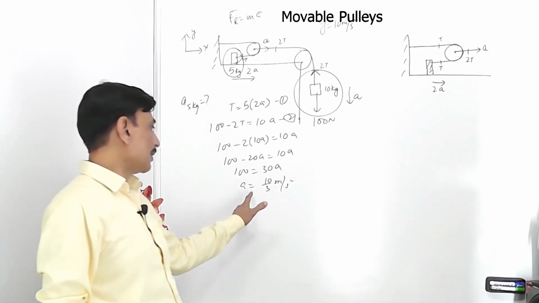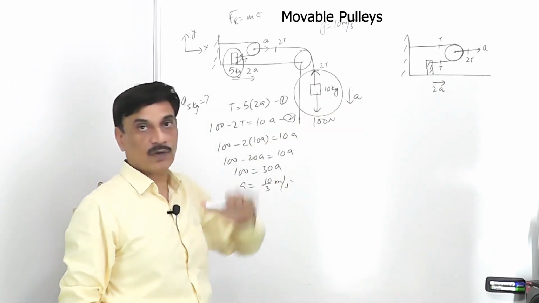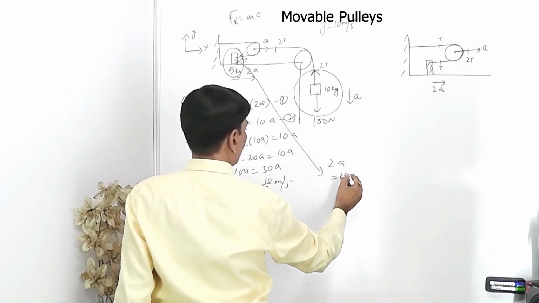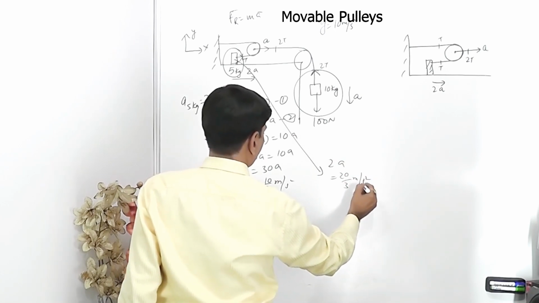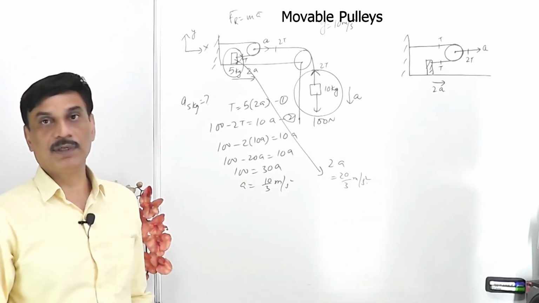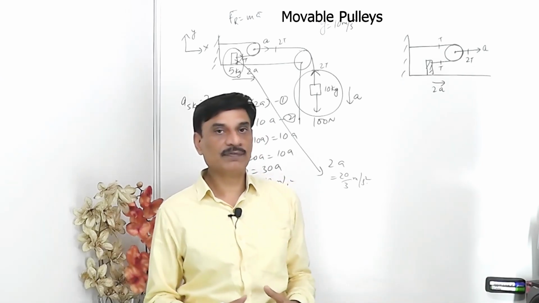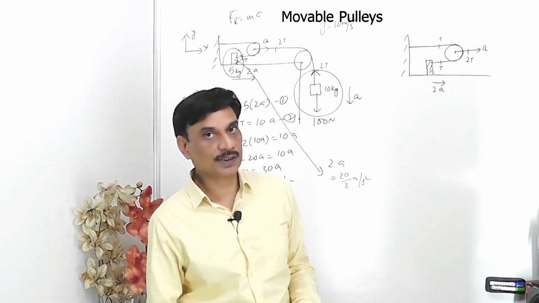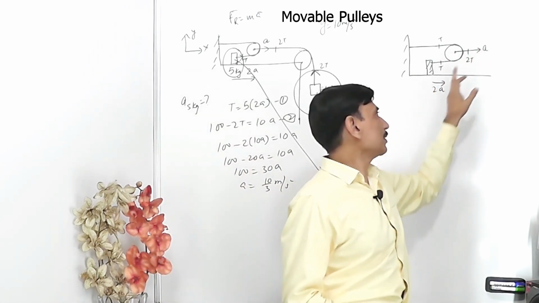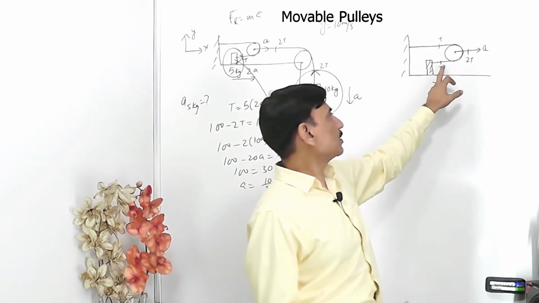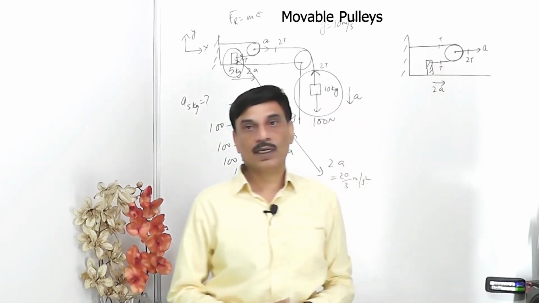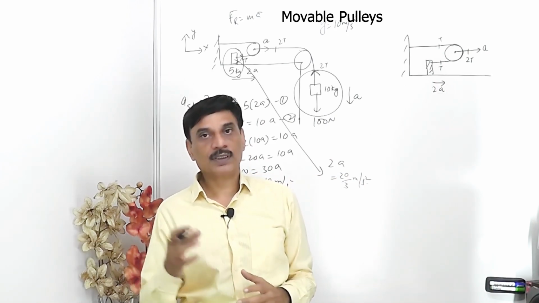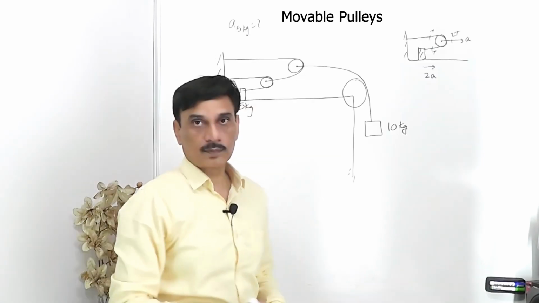Please note that this acceleration is of this. We have found the value of a. Acceleration of this block will be 2 into a, that is 20 by 3 meter per second square, because the value of a is 10 by 3 meter per second square. Once you identify this unit in your question, then you have to just use the relationship, that is, if this moves by a, this will move by 2a. If this is T, this tension is double, that is 2T, and you can make use of F is equal to ma. You will write a few equations, then you can solve to get the answer.